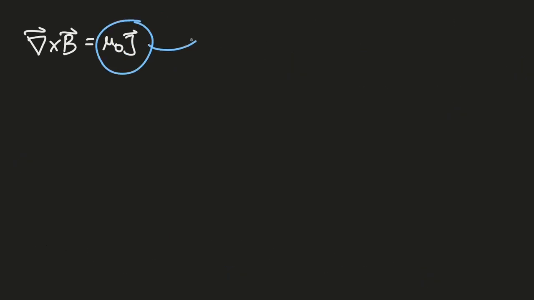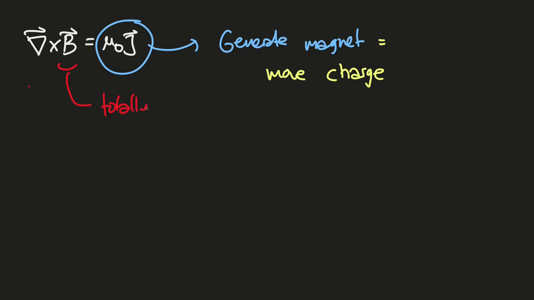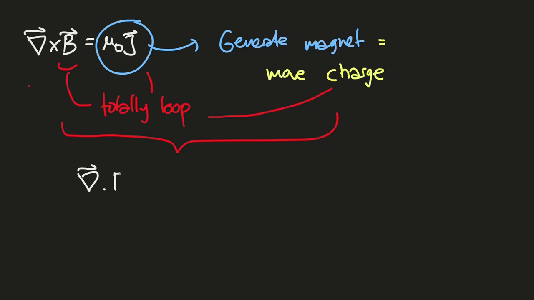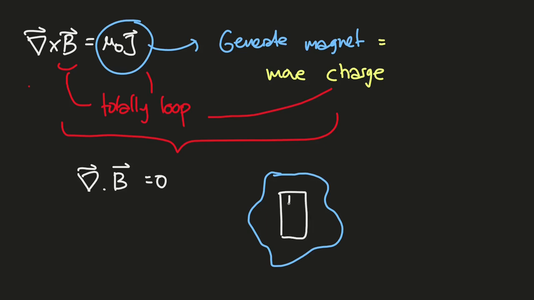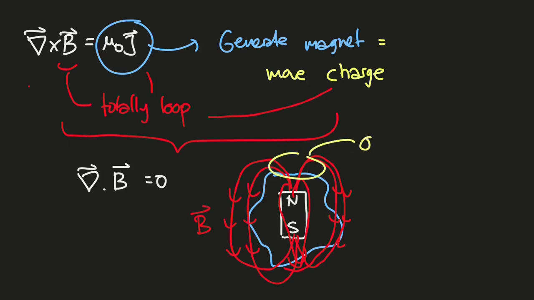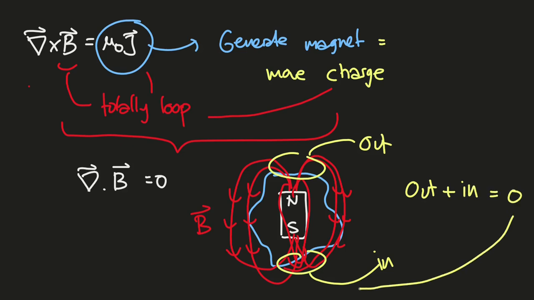These equations tell us that if we want to generate a magnet, we need moving charge. So the magnetic field is totally loop as a vector field. If we take nabla dot B, it equals 0. Or if we have a region with a natural magnet inside, with north and south poles, as charge movement in a natural magnet, then the magnetic field becomes this, where the flux out and in of the magnetic field through the region in total equals 0. And this is why, by the divergence theorem, nabla dot B is equal to 0.